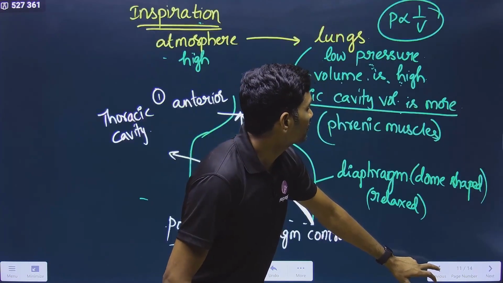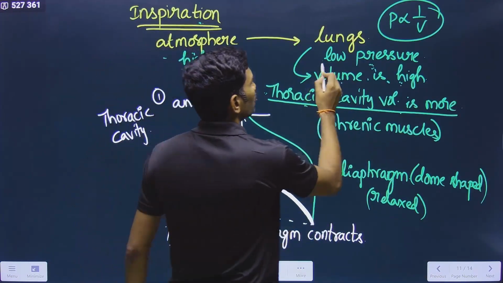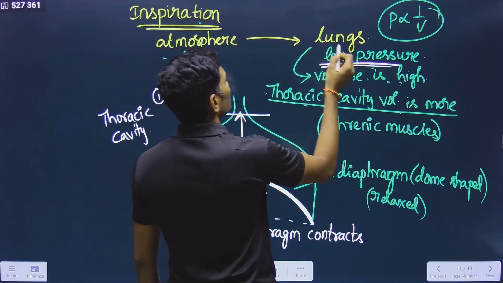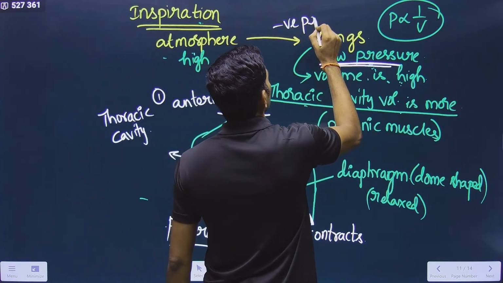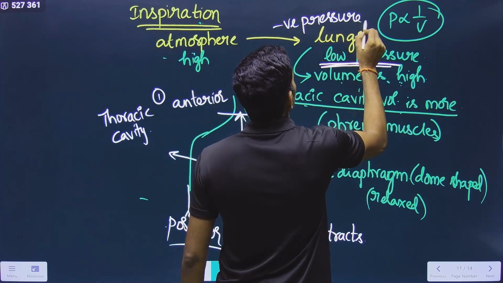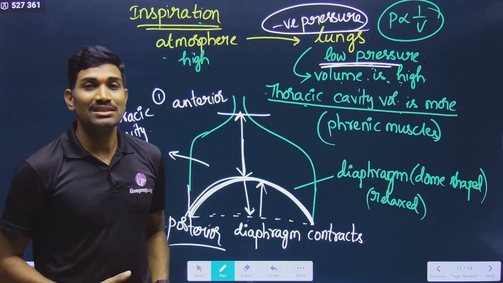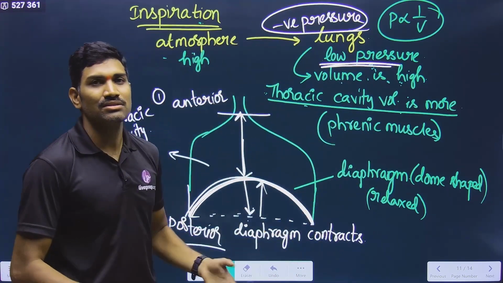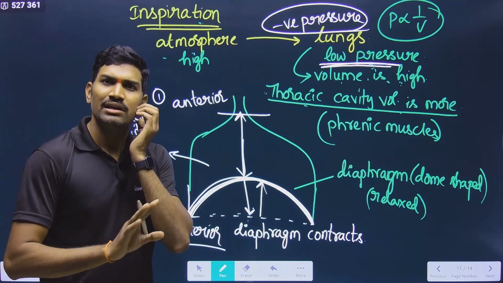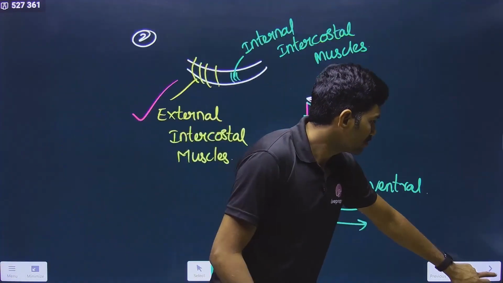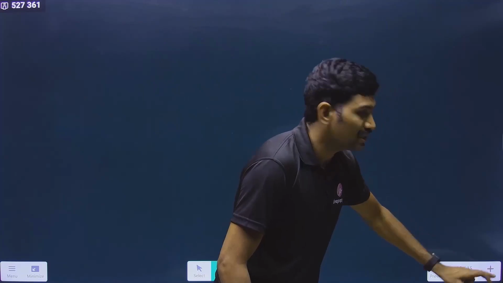But in the case of inspiration, the pressure is low when compared with the atmosphere. That's why it is called negative pressure. Within the lungs, negative pressure is seen during inspiration, and positive pressure is seen during expiration. With this, inspiration and expiration are completed. All the steps are completed, so the entire mechanism is completed.